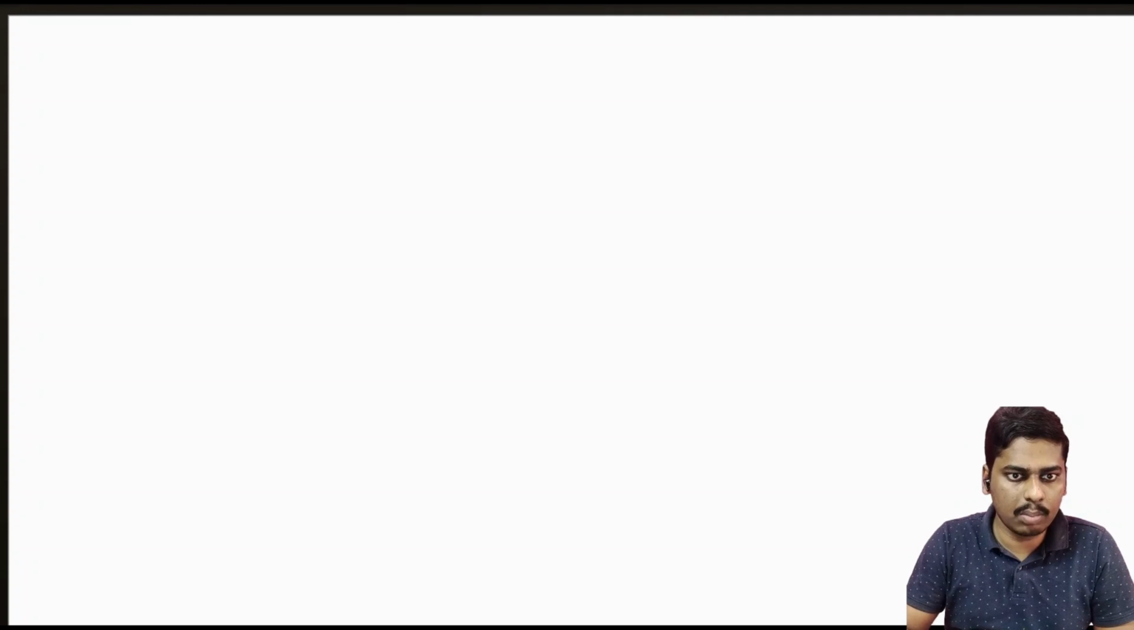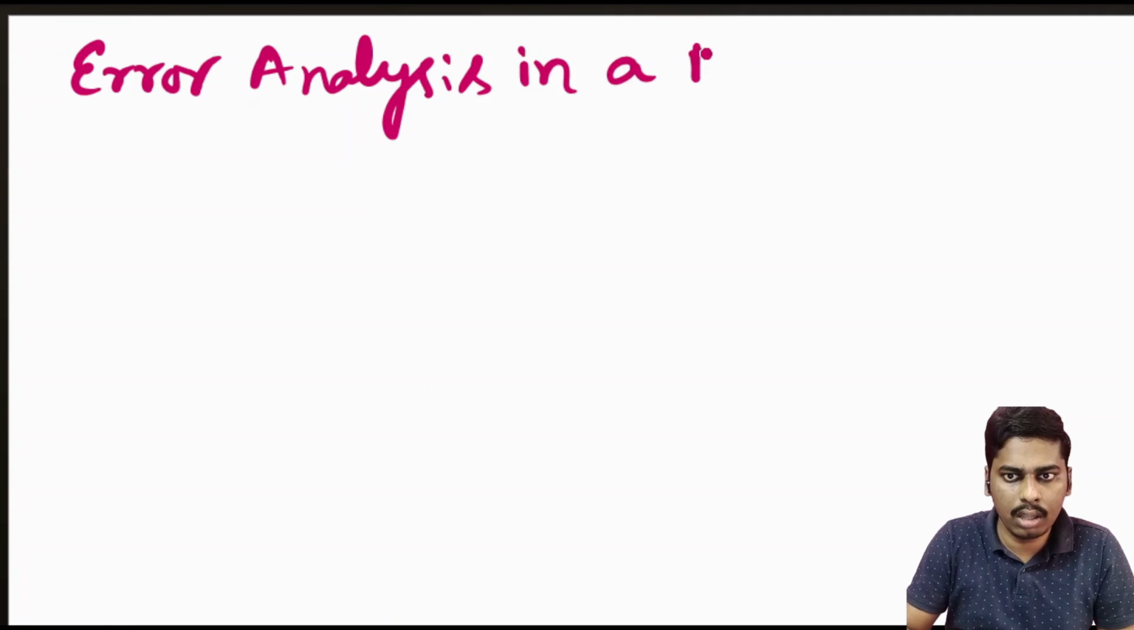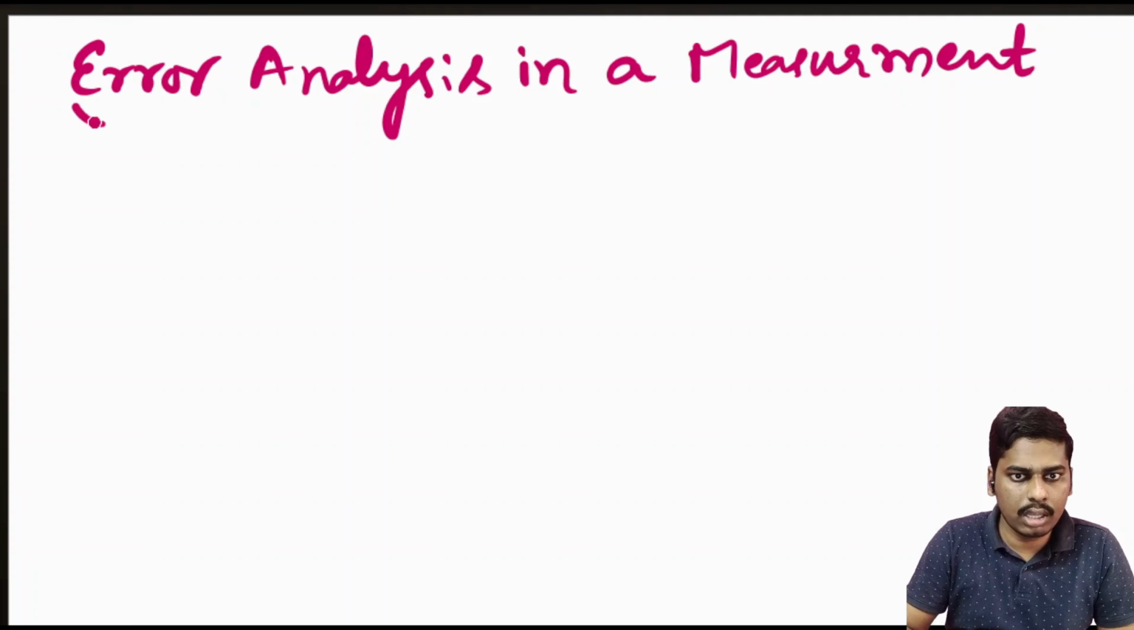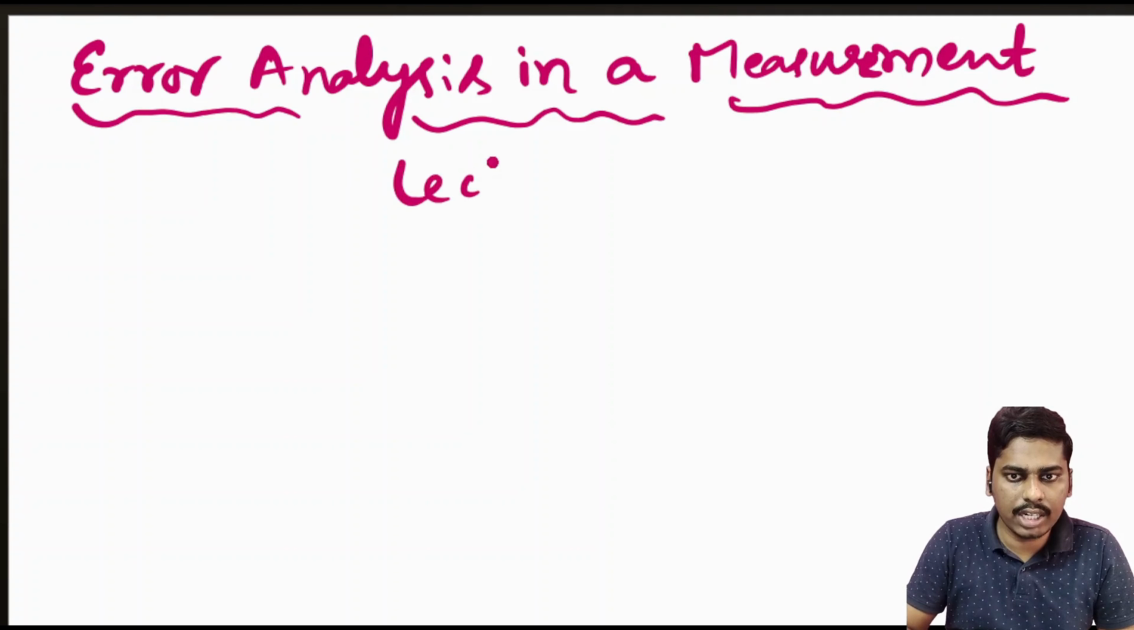Let me pick plum color. Okay. From today onwards, we are going to start the error analysis in a measurement chapter. The name of the chapter is Error Analysis in a Measurement chapter. Okay. And this is the first lecture of this chapter.